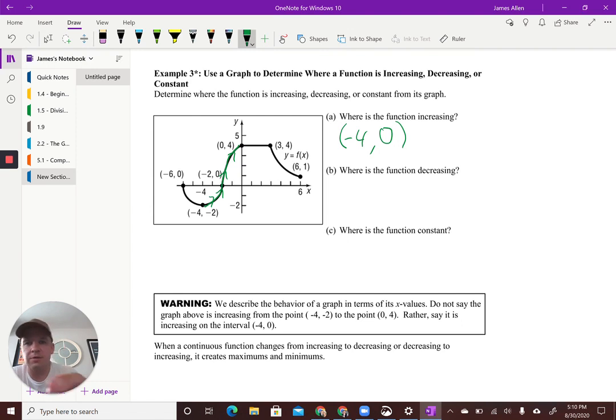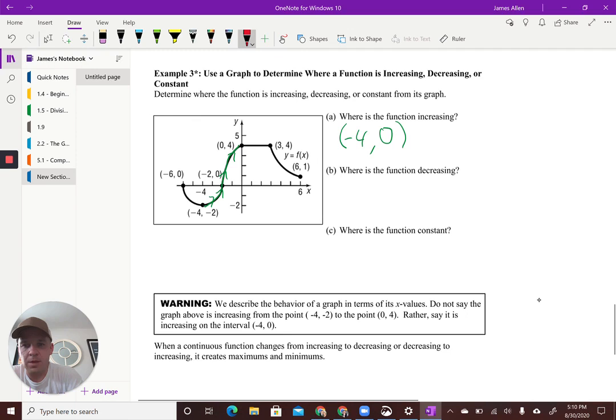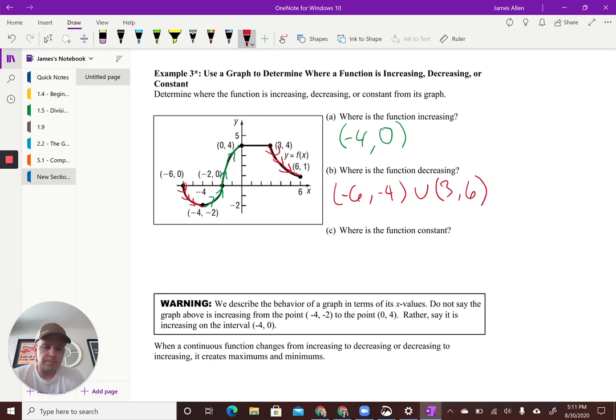So where's the function decreasing? I'll do that in red, as I said. Looks like this stretch is decreasing. Down arrows. And it looks like this stretch right here is also decreasing. So from -6 to -4, and we have from 3 to 6. Awesome. Wonderful.